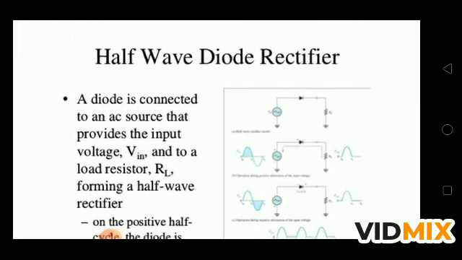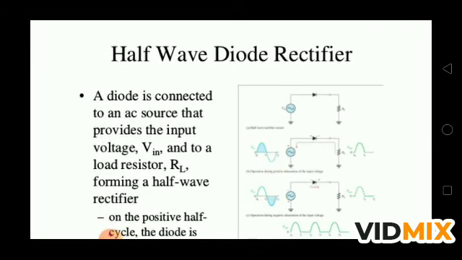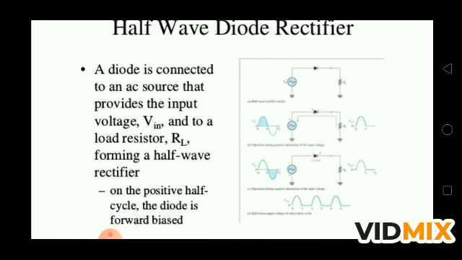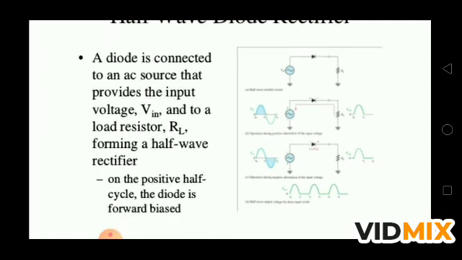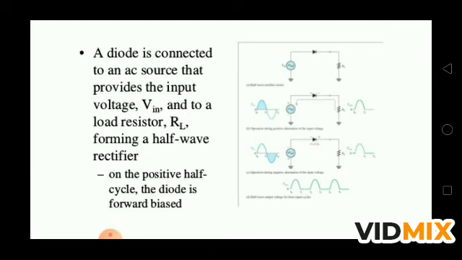Now what is a half wave diode rectifier? A diode is connected to an AC source that provides the input voltage and to a load resistor, forming a half wave rectifier. Means what is a rectifier? A rectifier is an arrangement in which we can convert AC into DC.